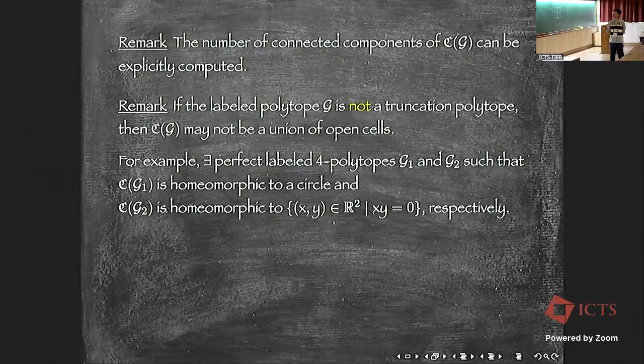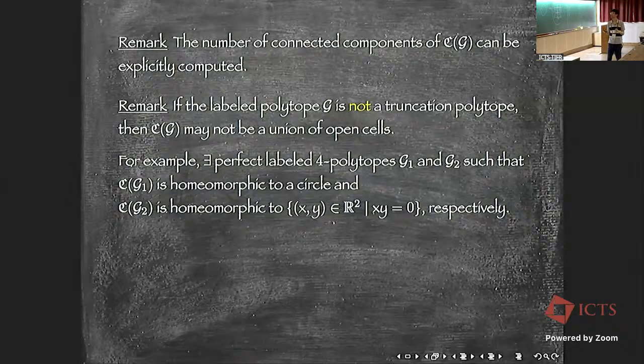Then, if this labeled polytope is not a truncation polytope, as I said, a truncation polytope is one of the simple classes of polytope, but if not such a case, then in fact the deformation space can have some topology. Meaning that, for example, it may not be a union of open cells. For example, there is a perfect labeled 4-polytope such that this deformation space is homeomorphic to a circle, or it can be homeomorphic to this kind of space. It's like an X shape.